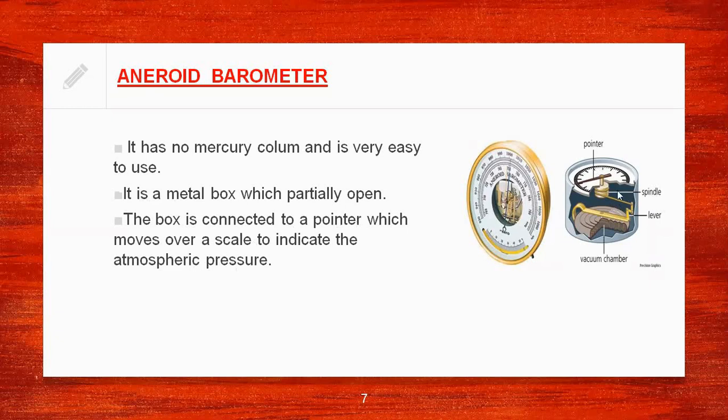Like I said, since it is very sensitive to the change in the atmospheric pressure, it expands and contracts. So in the process of expansion and contraction, with the help of the lever and spindle, the pointer moves and shows you the reading, or we get the atmospheric pressure reading.